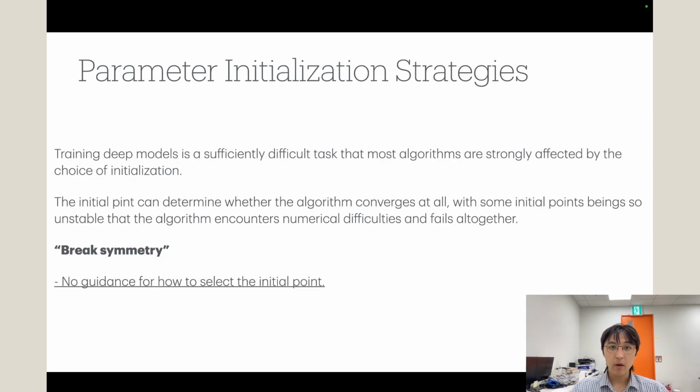So let's talk about parameter initialization strategies. It is also very crucial for optimization because training deep models is a sufficiently difficult task that most algorithms are strongly affected by the choice of initialization. The initial point can determine whether the algorithm converges at all, with some initial points being so unstable that the algorithm encounters numerical difficulties and fails altogether. The initial point is very crucial for our optimization to perform well.